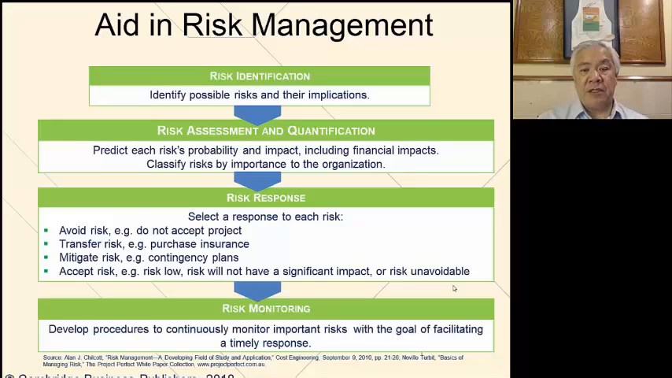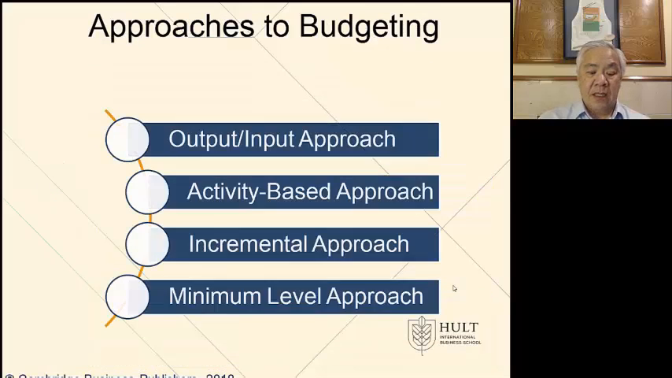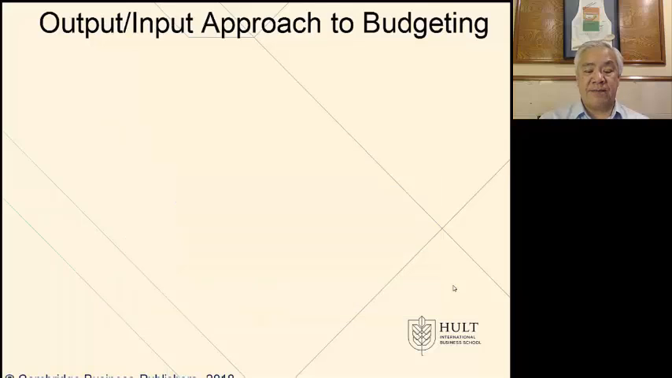And risk monitoring. So we want to develop a system where we can watch for these things, so if they occur, we get as early a warning as possible. We're going to look at 4 different approaches to budgeting. One is the input-output approach, the second is activity-based approach, third is the incremental approach, and fourth is minimum level approach. And we'll go through each of these and show the pros and cons.